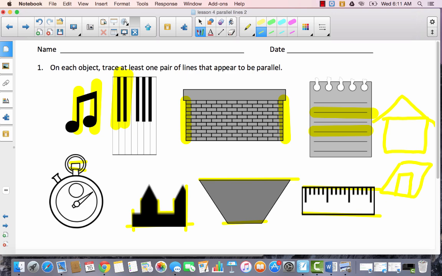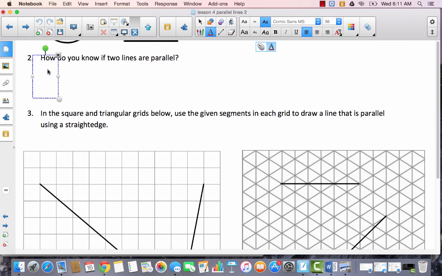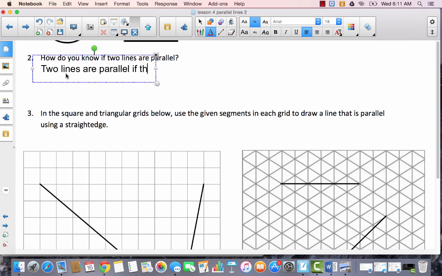All right, so let's take a look at number 2. How do you know if two lines are parallel? Take a minute and write what you think, and then come back and see if you wrote something similar. You may not write the exact same thing that I wrote, and that's okay. Two lines are parallel if they never cross. That's how I know if they're parallel.